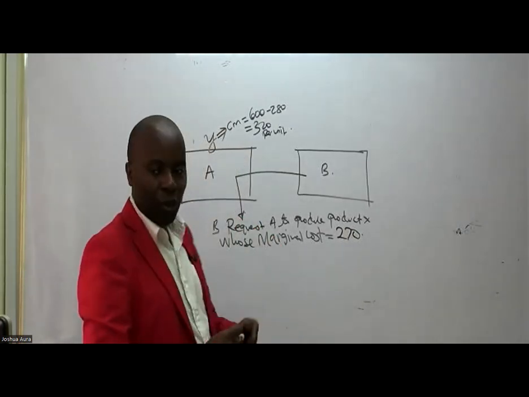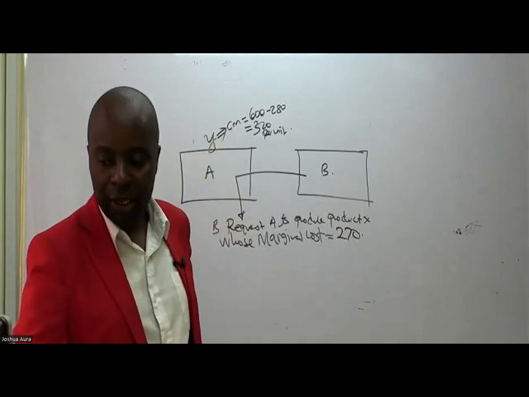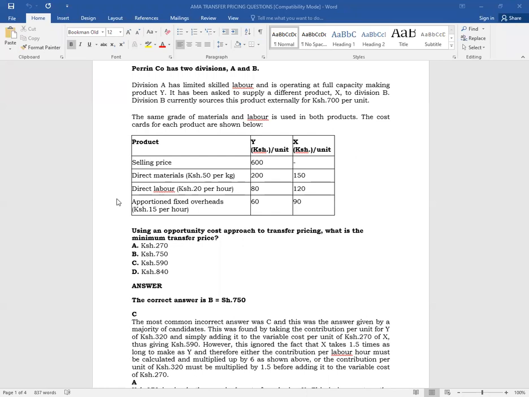So for your revision, it'll be important for you to write these components. So we have, ladies and gentlemen, 150 plus 120 here, which gives me 270. Great. So far, so good.